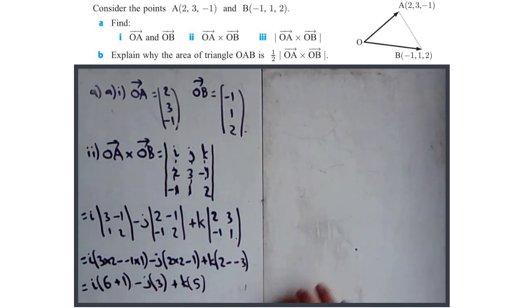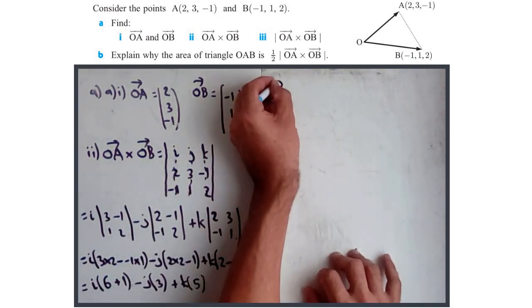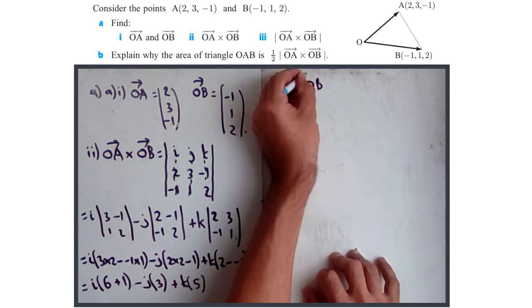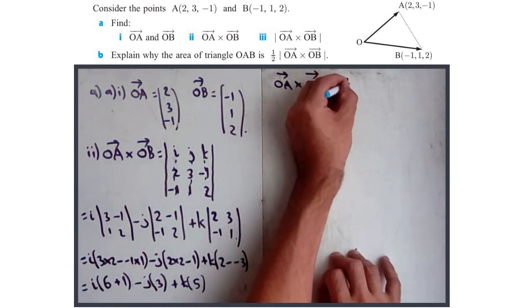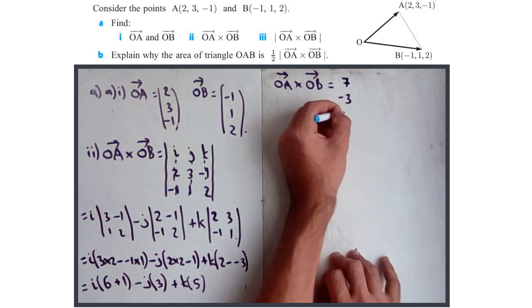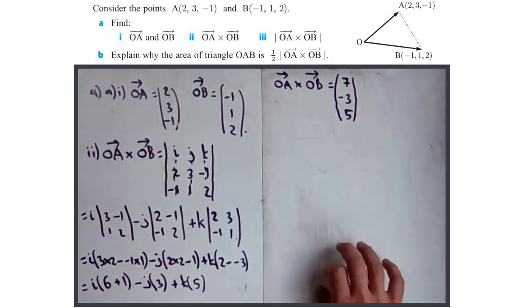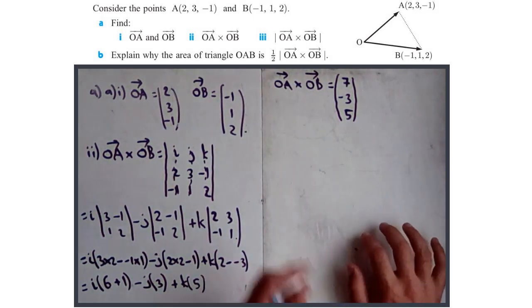So the cross product OA cross OB equals 7i minus 3j plus 5k. So 7, minus 3, 5. Right, we now need to find the magnitude of that.